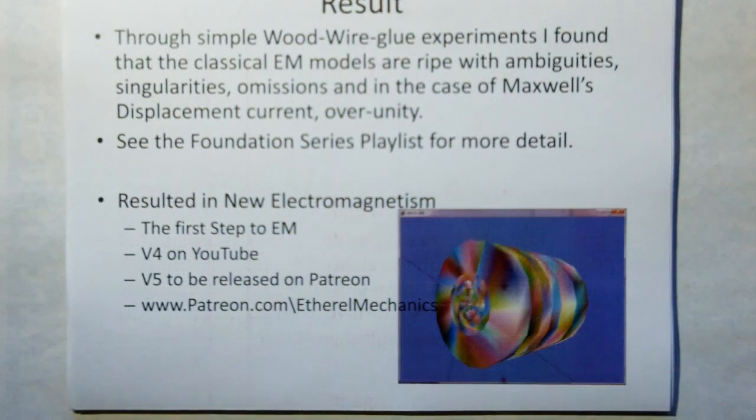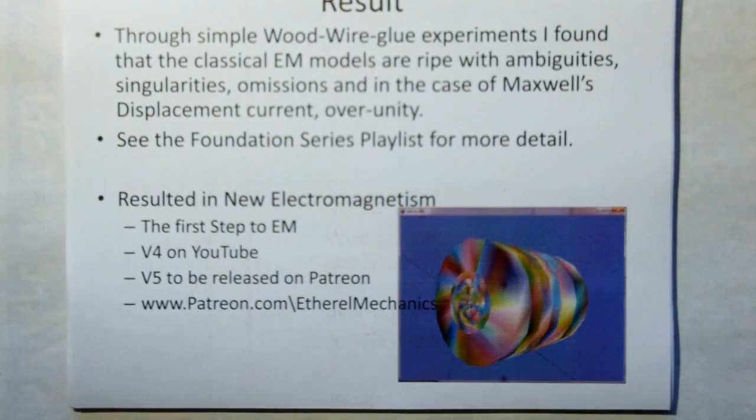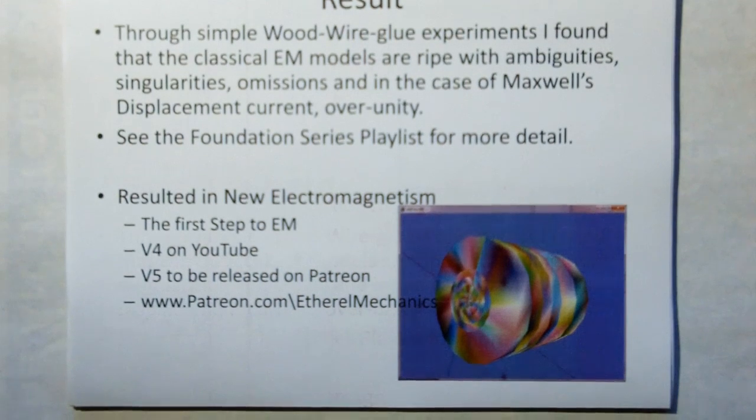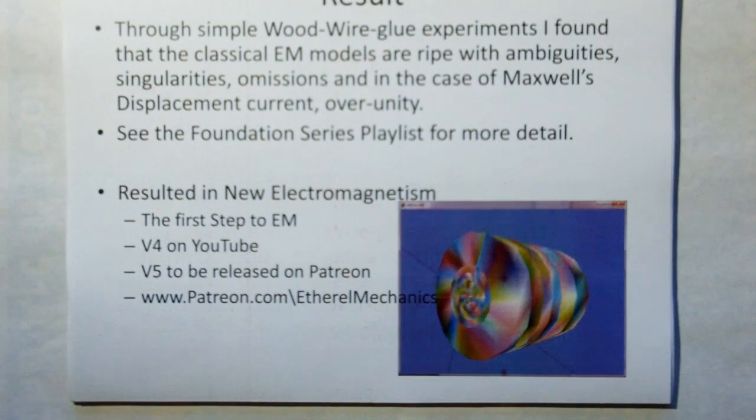And through simple wood, wire, and glue experiments, I found that the classical EM models are ripe with ambiguity, singularities, omissions, and in many cases, like Maxwell's displacement current, over unity. And if you want to follow all that, just check out the Foundation Series playlist, where we go into that in detail. Okay, this resulted in new electromagnetism, which is the first step toward ethereal mechanics.